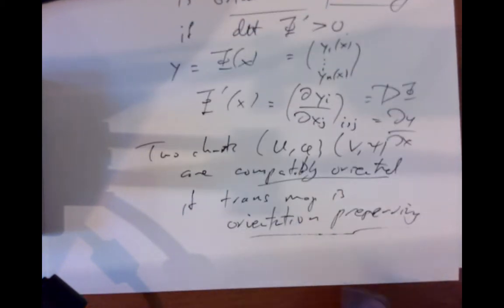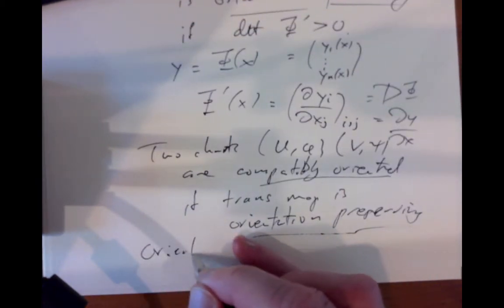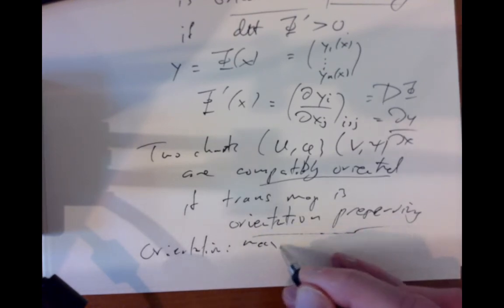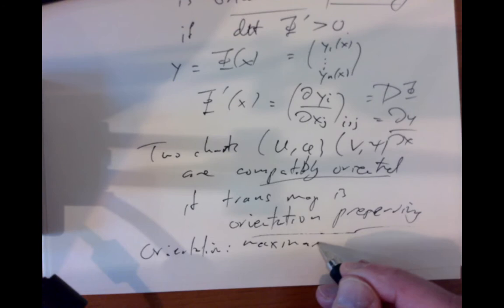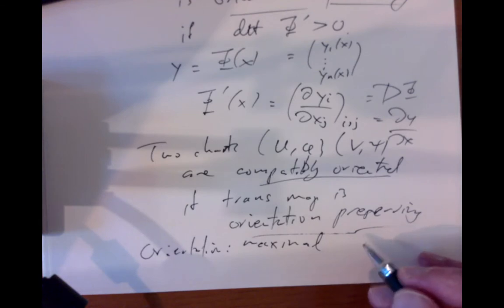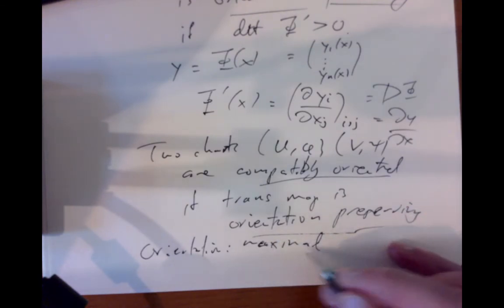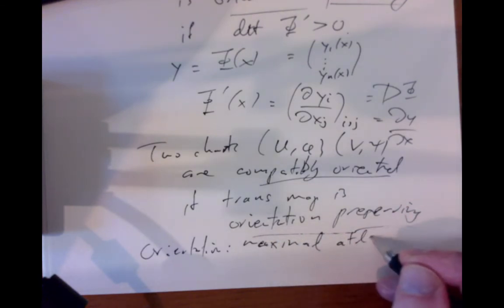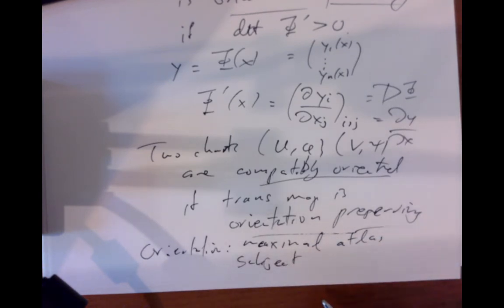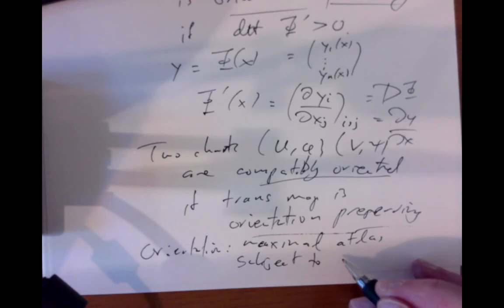So an orientation is going to be a maximal atlas. Again, we like maximal because we want to use it like a smooth structure. We want to allow all the charts we can. We don't want to restrict which choice of charts we use. We have a maximal atlas subject to, so it has to be an atlas, it has to be maximal, and it must be subject to compatible orientation.